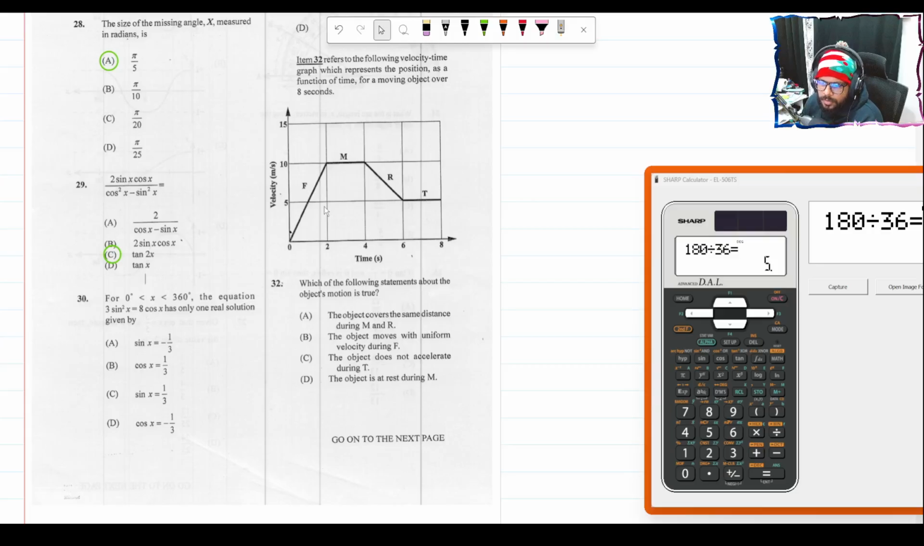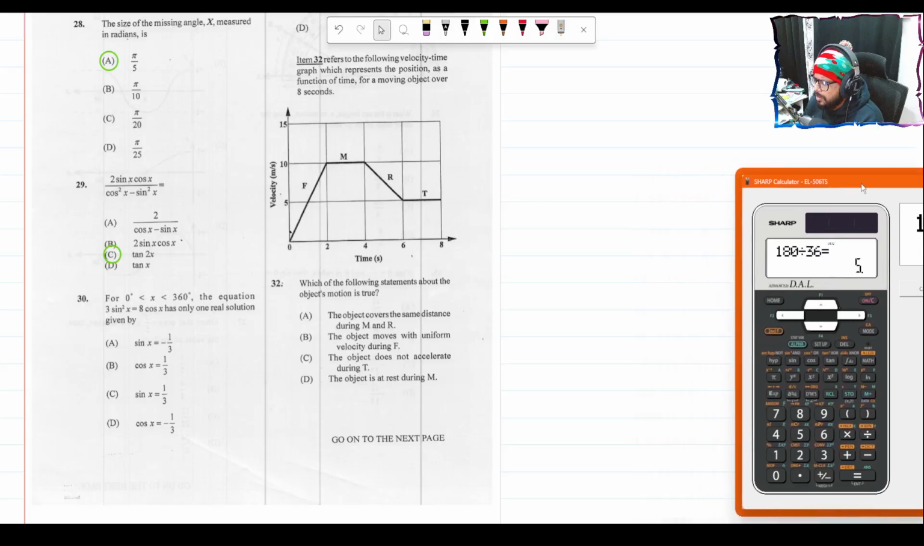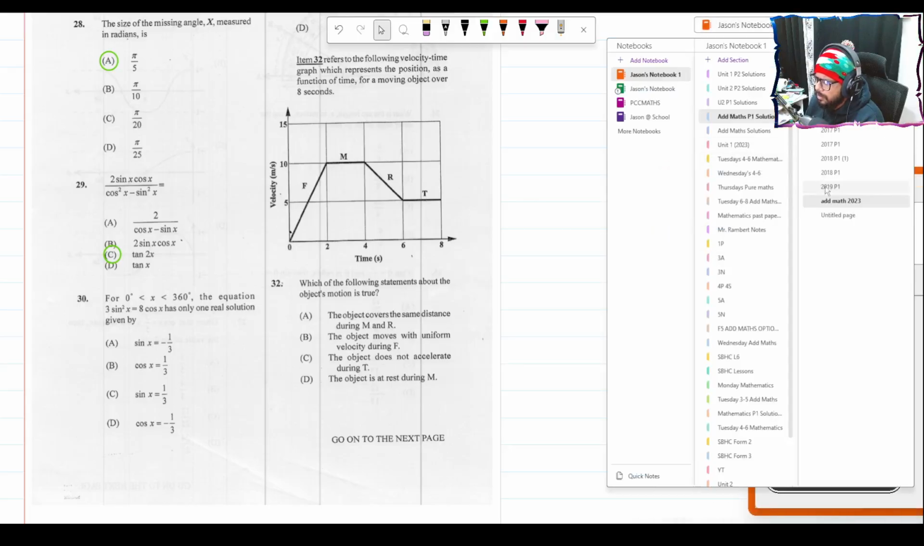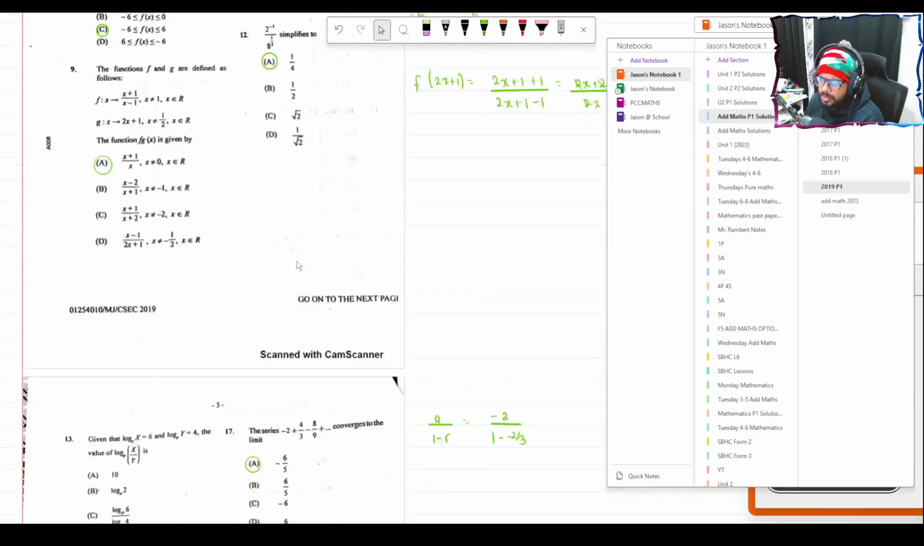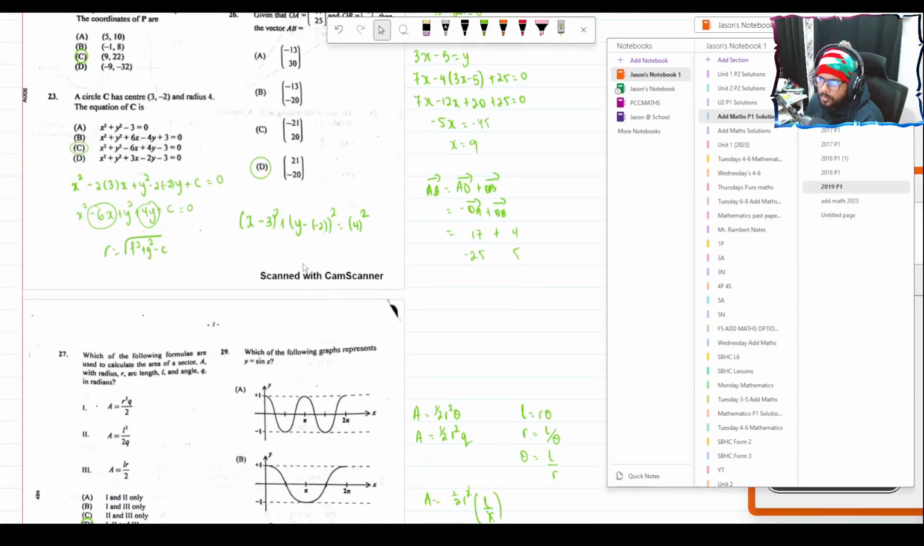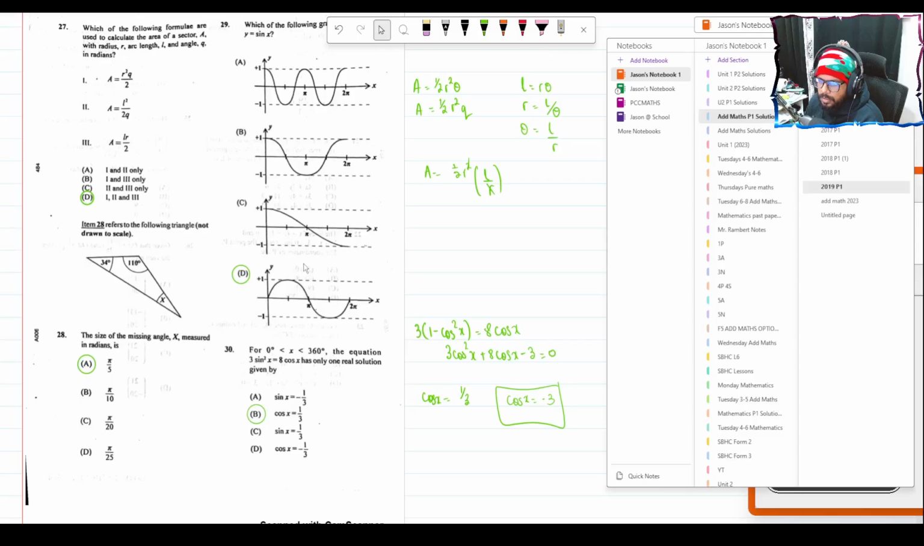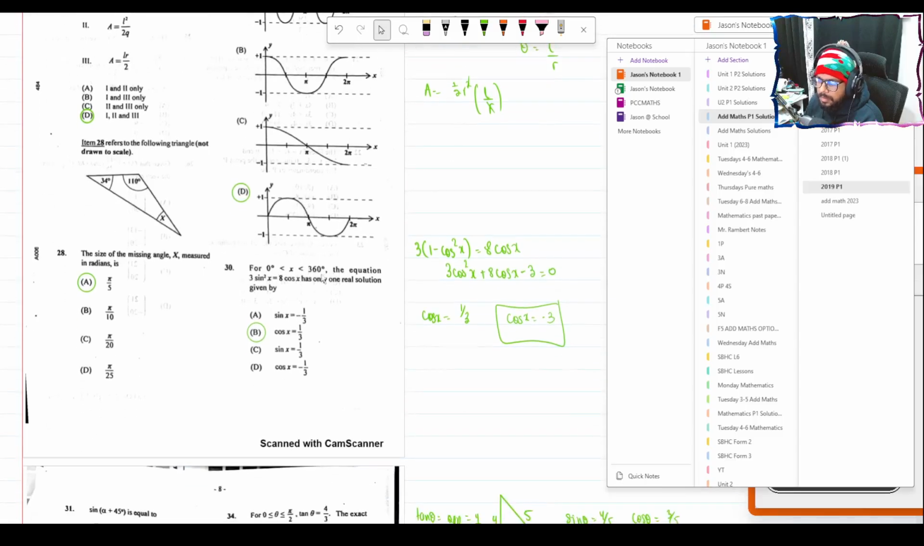The equation for this has only one real solution. I believe this is cos x is a third. I most believe so, right? If I'm not mistaken, this is cosine x is equal to a third. And this was a 2019 question. So let me see. Yeah, look at the exact same question here.